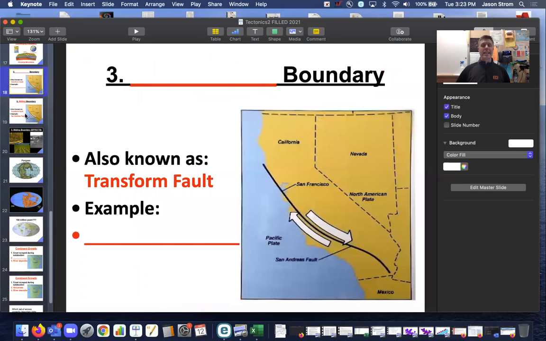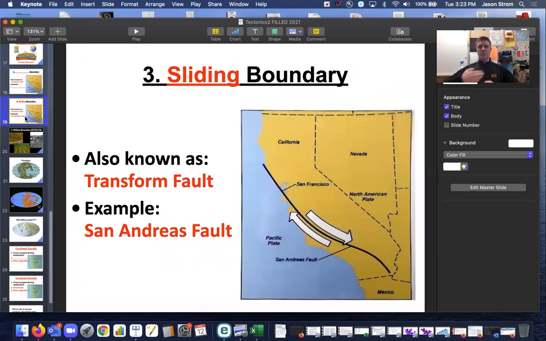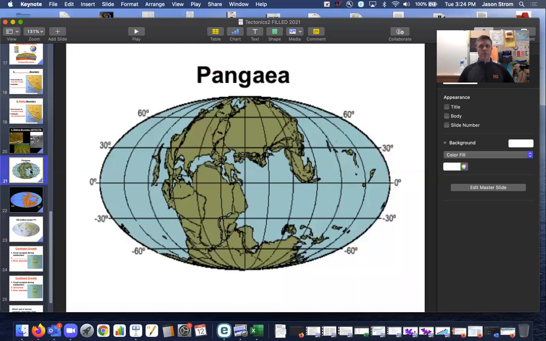The third type is sliding boundary. So the plates are sliding past each other, more like this. Known as transform fault. San Andreas fault is a great example of that. Pangea was the name of the body of land when everything was all together in one body of land.